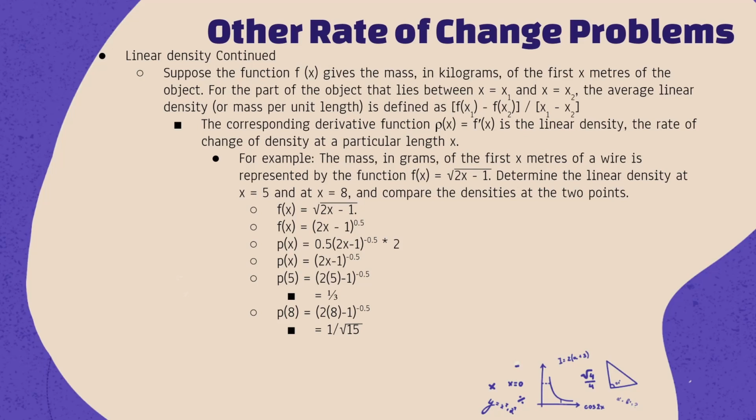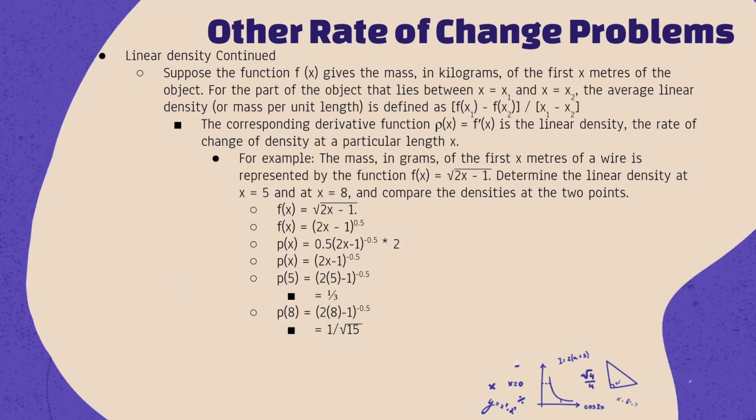So, suppose you're given the function f of x, and it gives you the mass in kilograms of the first x meters of the object. So, again, a 2 meter spring, for example. That's x equals 2 in this case. Then, for some part of that object, you have distances between x1 and x2. You could choose any point you want. It will usually be given to you in the question, so don't worry too much about that.